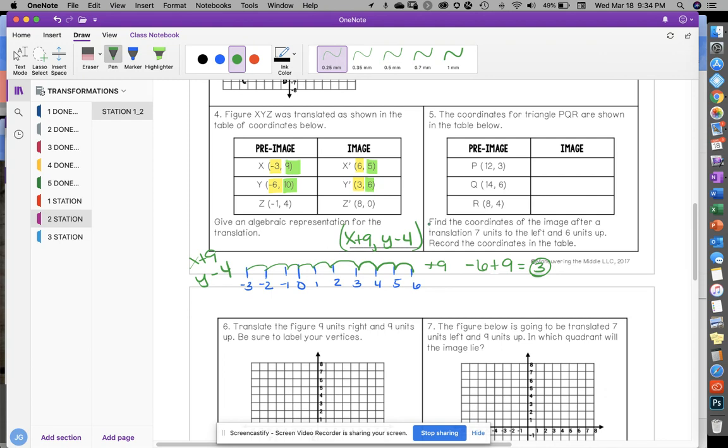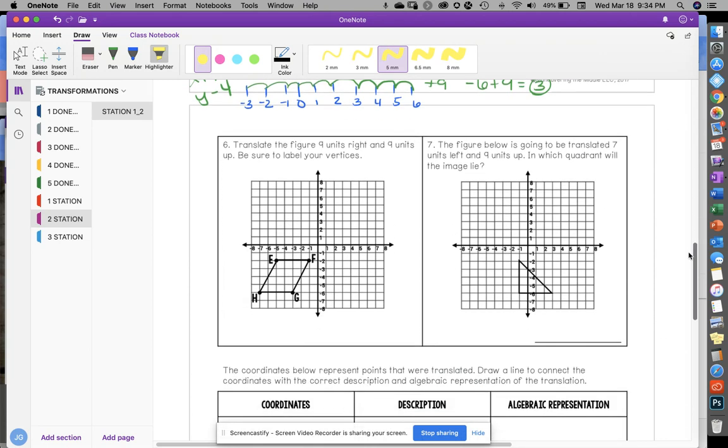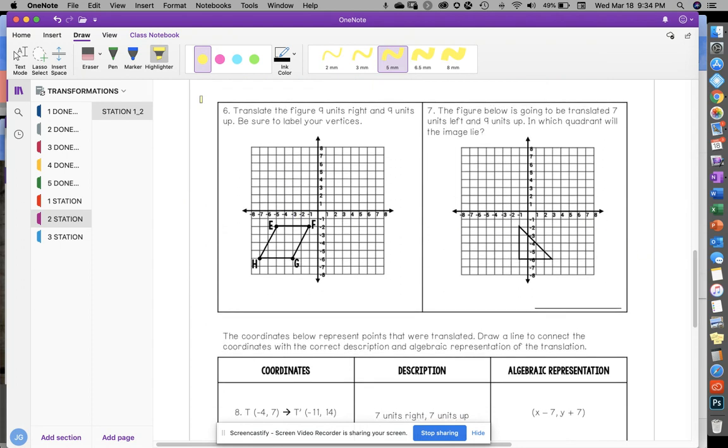Okay, I'm going to let you guys try number 5. What you're going to do is, it says the coordinates for the triangle PQR are shown in the table below. Find the coordinates. Let me highlight. Find the coordinates of the image after it's gone 7 units to the left and then 6 units up. So you're going to write your new coordinates right there. Let's look at number 6. Number 6 says translate the figure 9 units to the right and 9 units up.